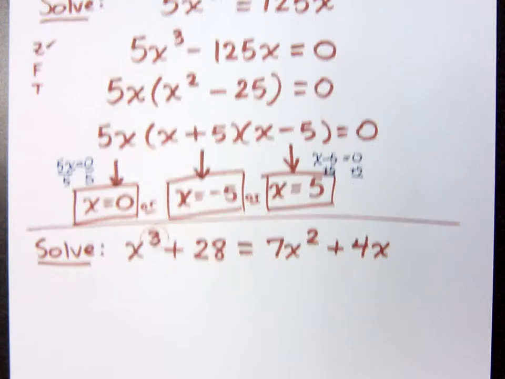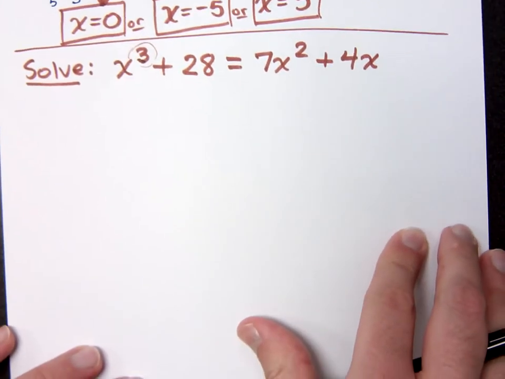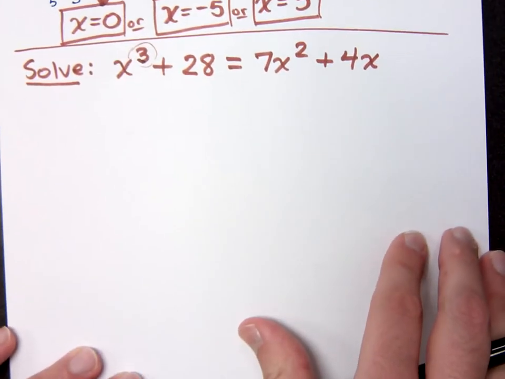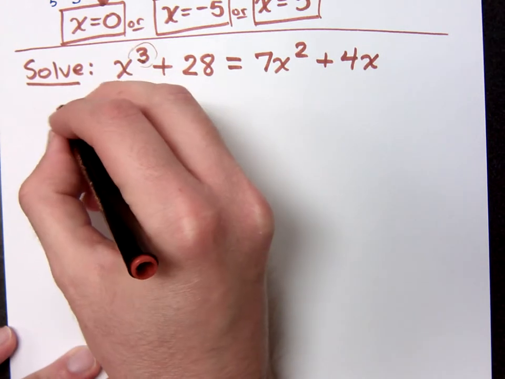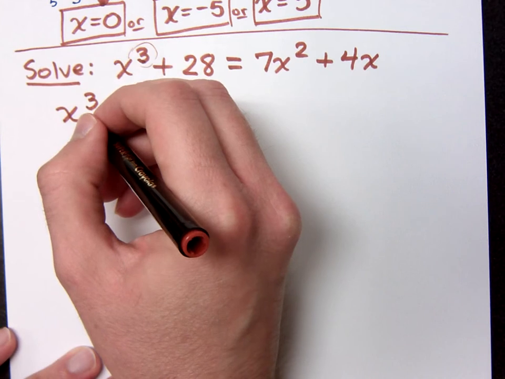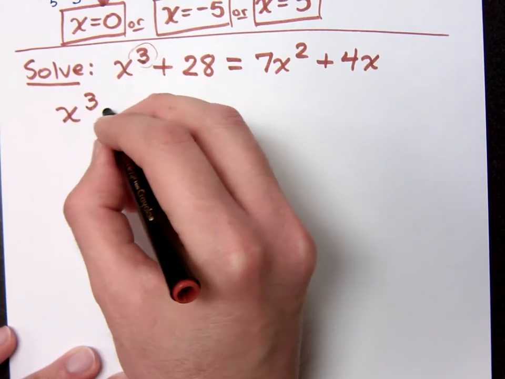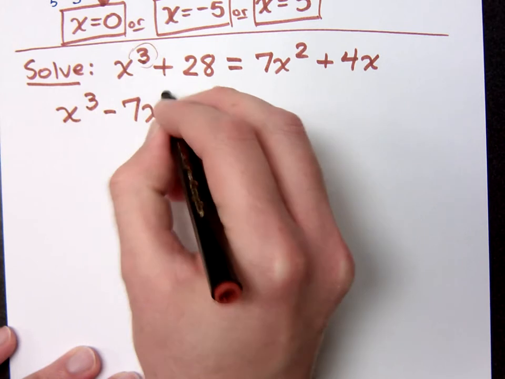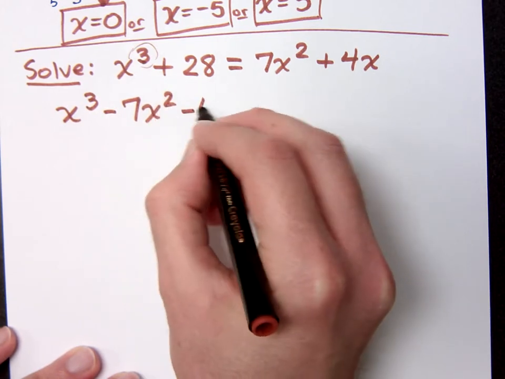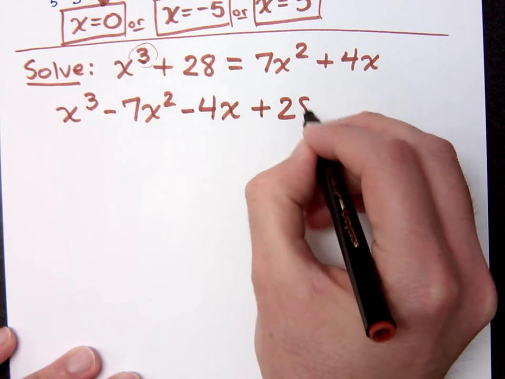Now, before I can do that, I have to use the zero factor theorem. That means I have to get everything to one side. How do I do that? Subtract them. When I subtract them, make sure you put them in descending order, that's going to help you out. So x cubed, then what? Minus 7x squared. Minus 4x. You subtracted the 4x over, and we already had a positive 28 on this side.